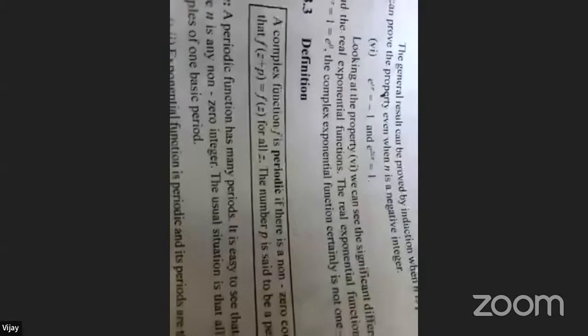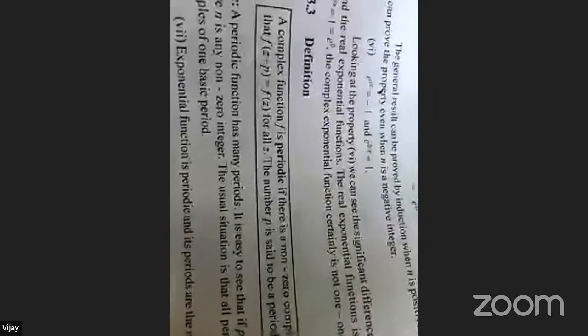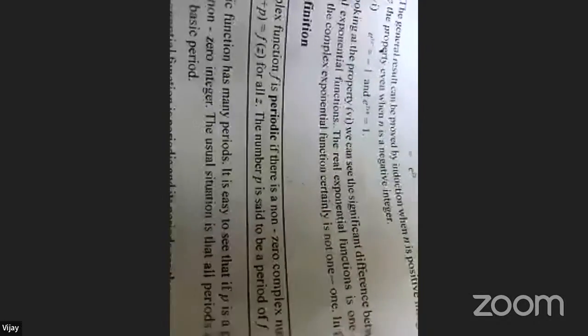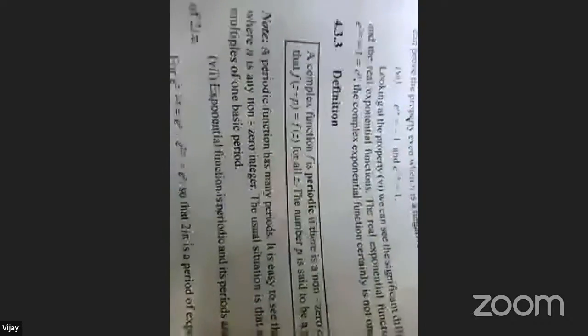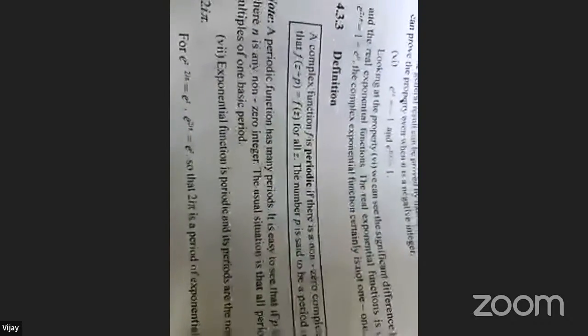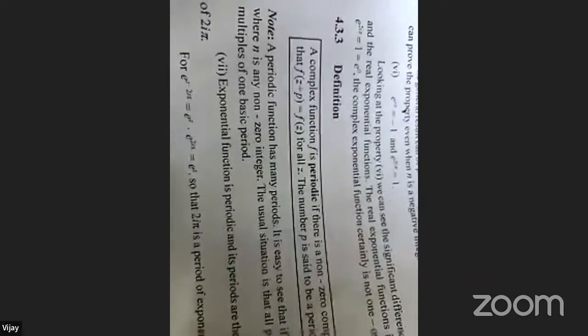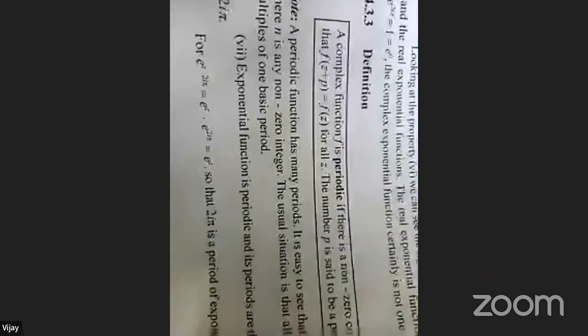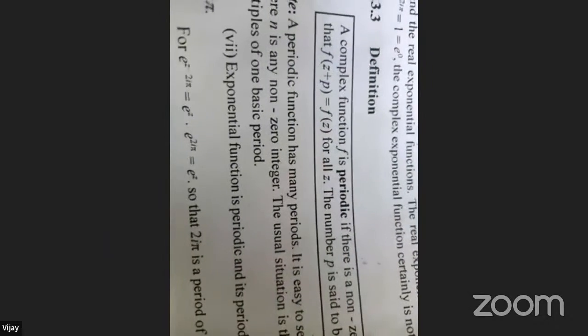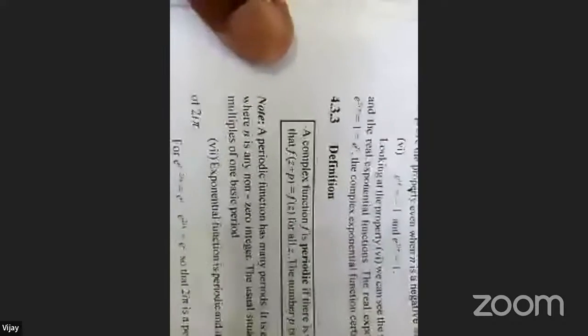So next one, a complex function is periodic if there is a non-zero complex number p such that f of z plus p equals f of z for all z, and the number p is said to be a period of f. A periodic function has many periods, usually multiples of the basic period. So f of z plus 2 pi i is e power z, so 2 pi i is a period of the exponential function. Is this clear?